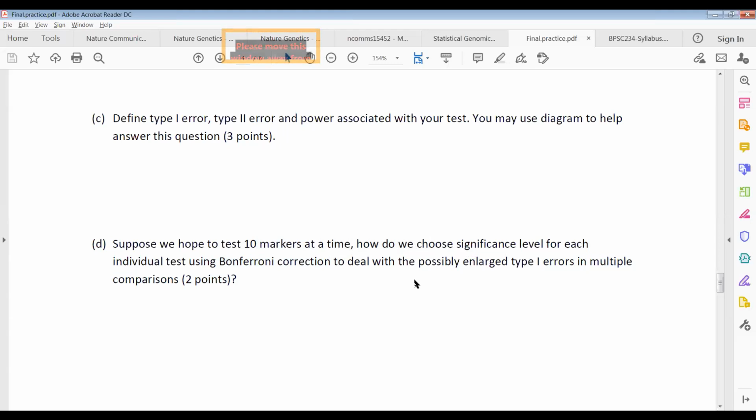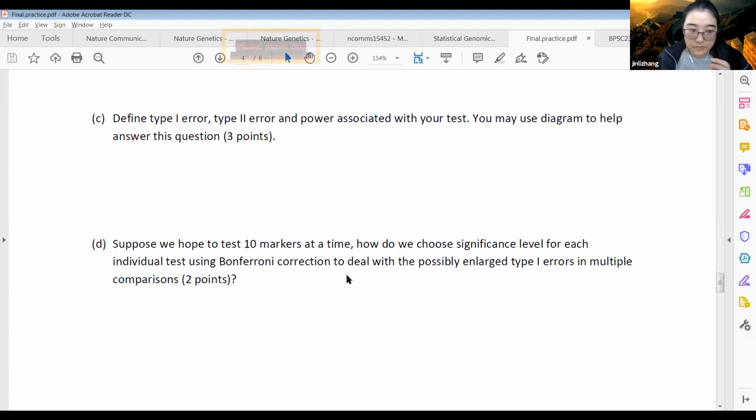Here, you may need to do a little bit of calculation. The regular threshold, if we want to test a single marker, is 0.05. But if we want to test the 10 markers simultaneously, what will be the adjusted p-value for each individual test to make sure the family-wise, experiment-wise, type 1 error is still less than 0.05? Any questions here? No. Okay, good.